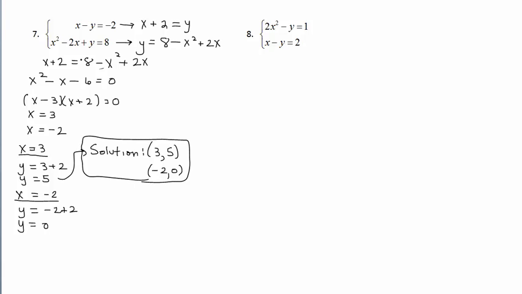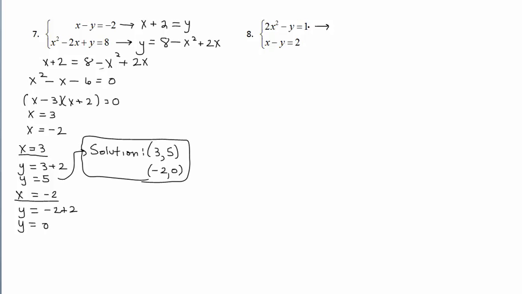You can check your solutions by typing each of these equations into y equals lines and locating the points of intersection, and you should get these two ordered pairs. All right, let's take a look at number 8. Same technique. I'm going to solve both equations for y since they have a coefficient of 1.